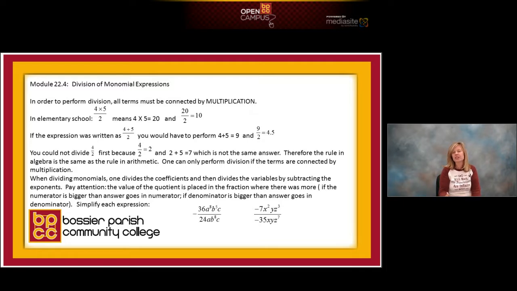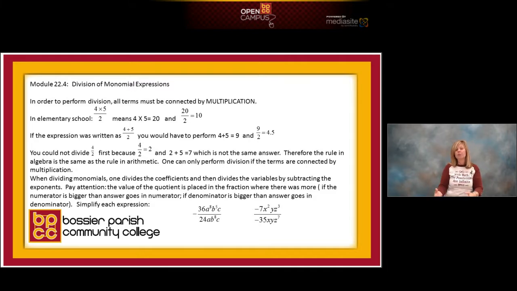I could also look at that expression and in my head do the division part first. I could take the 4 in the numerator and divide it by the 2 in the denominator. And what's 4 divided by 2, y'all? It's 2. And then 2 times 5 would still give me the same answer, same quotient, 10. So that shows you as long as you're connected by multiplication, you can do division.